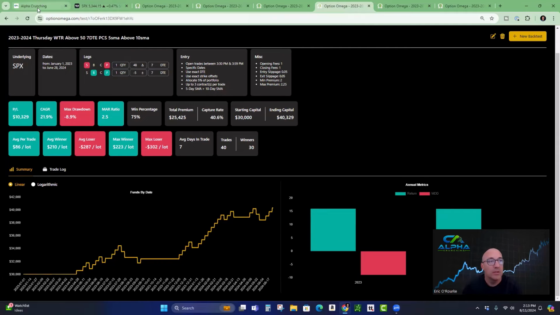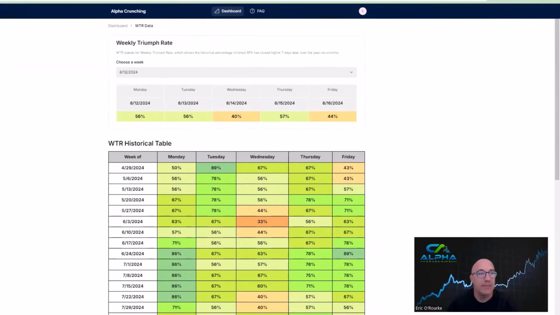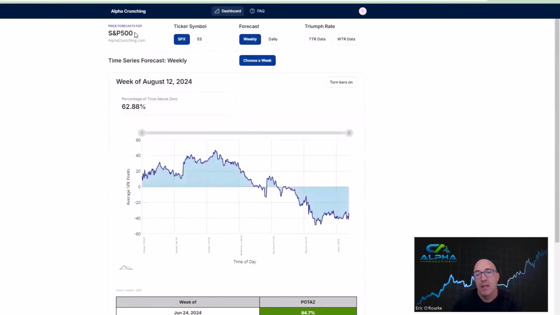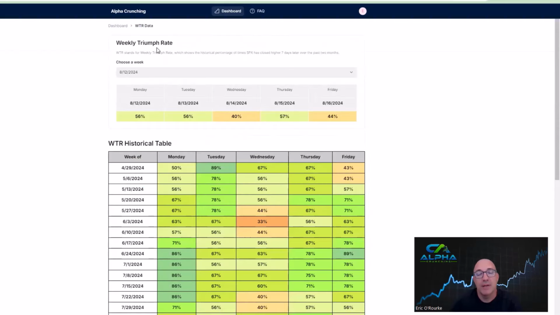So the first thing this strategy does is look at the weekly triumph rate from alphacrunching.com. Before the trading week begins, you get an idea when you look at this which days of the week are candidates for trading this 7-day put credit spread. After you log in, if you go to WTR data, that's where you'll see the weekly triumph rate. And what this is telling us is the rate at which the market tends to close higher 7 days later for each day of the week.